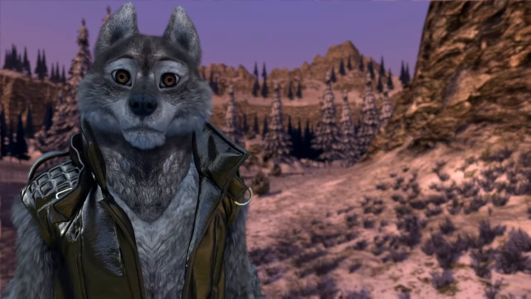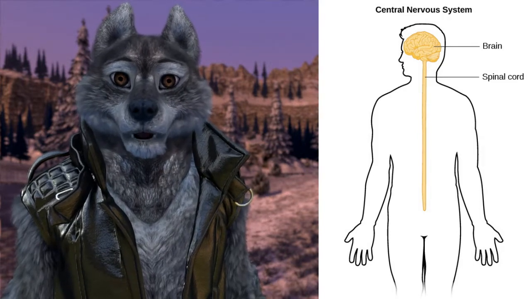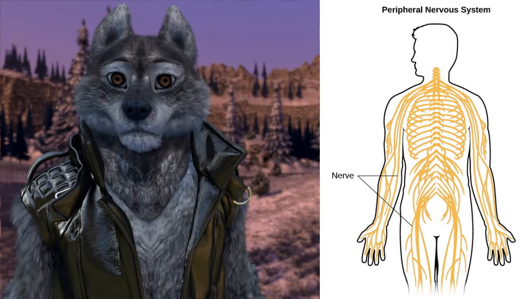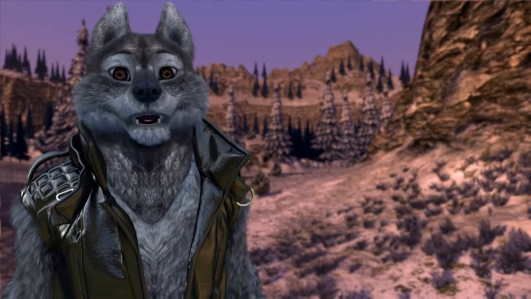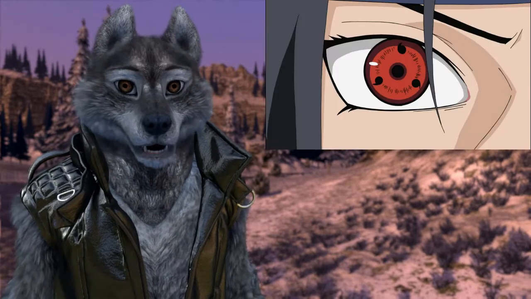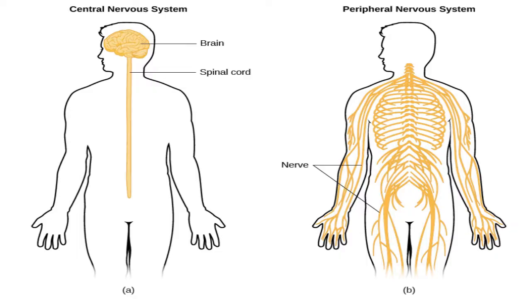So we have our central nervous system and everything around it that's plugged into it through the brain and spinal cord. That's your peripheral nervous system. So different areas of your skin, your hands, feet, eyes, and well, everything else is connected to the central nervous system through the peripheral nervous system.